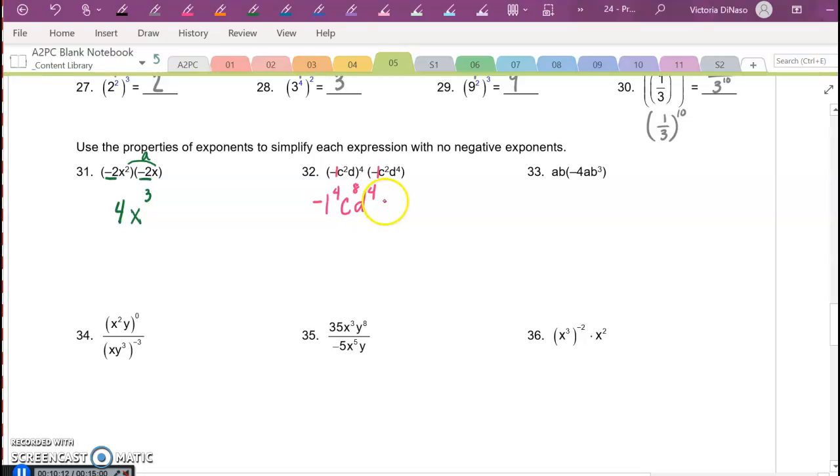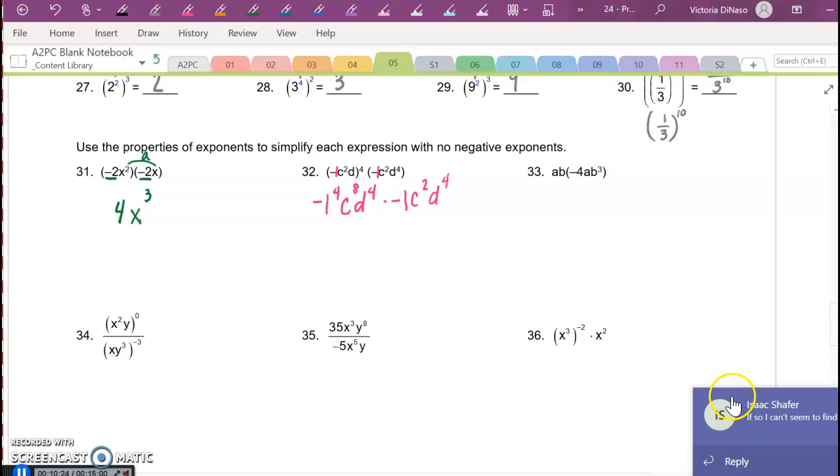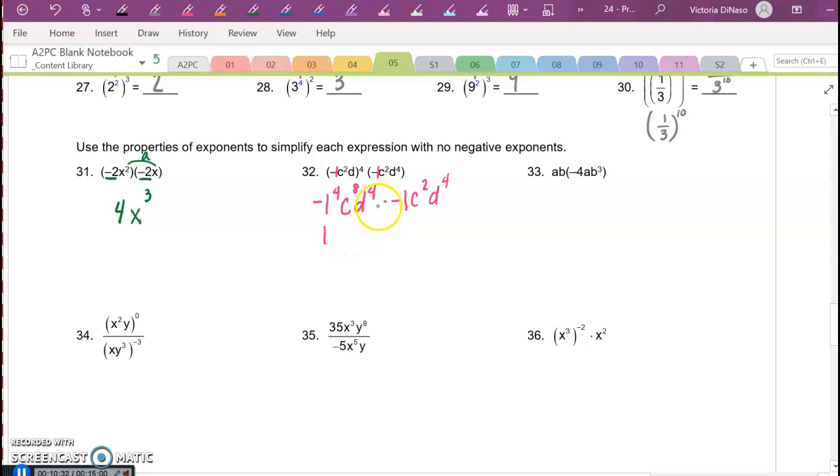And then we have times -1 c squared d to the 4th. So we have -1 to the 4th, which is a positive 1. So we have positive 1 times -1, which actually ends up being -1. Then we have c. So we have 8 plus 2, which is 10. So we have c to the 10th. And then we have d. So we have 4 plus 4, which is 8. So we have d to the 8th.